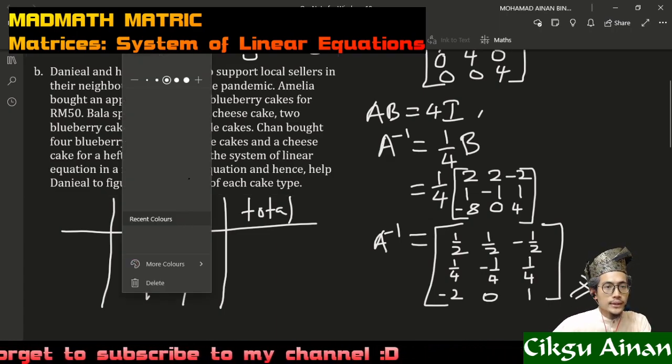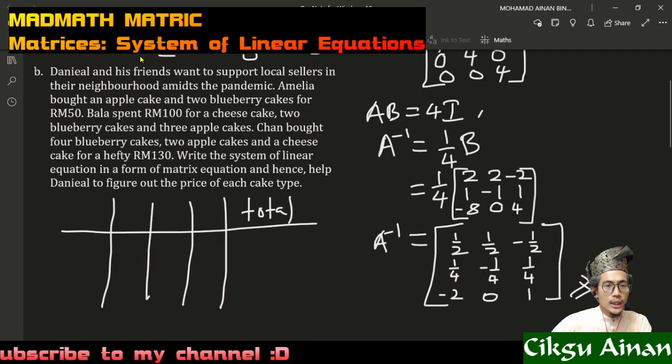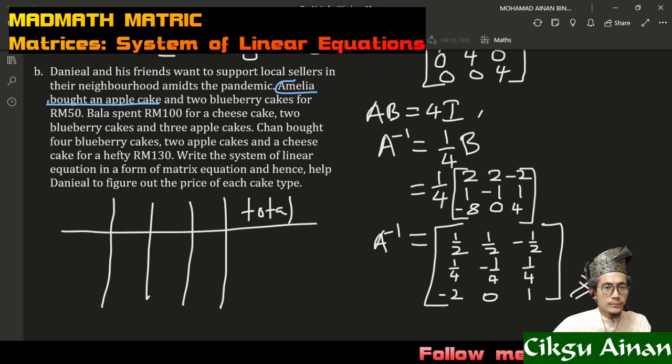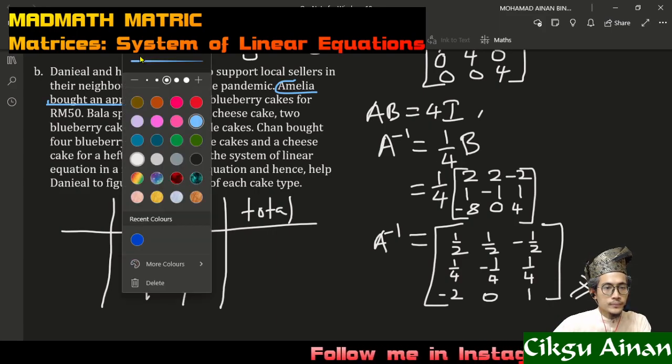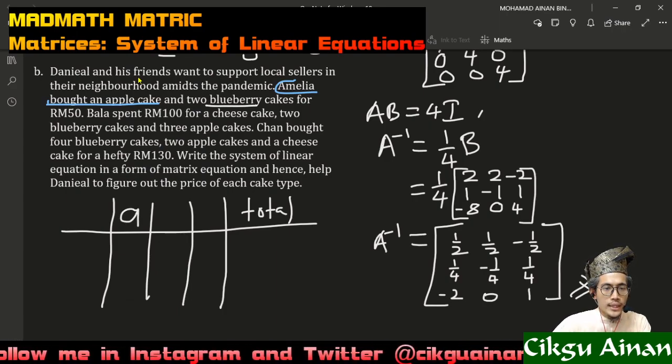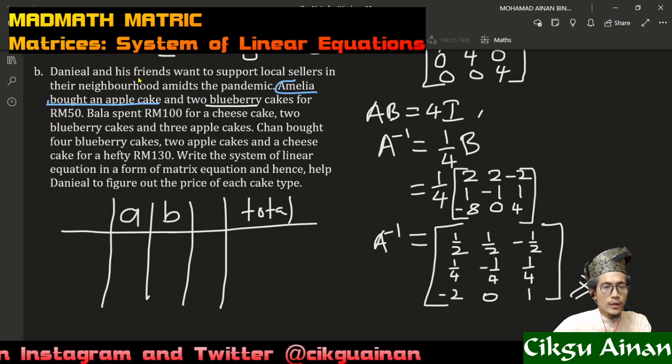Okay, I can choose the color. Choose over here. Now, Emilia bought an apple cake. Apple cake is mentioned first, so apple goes over here. Afterwards, blueberry is mentioned, so over here is blueberry. So we fill out Emilia first.